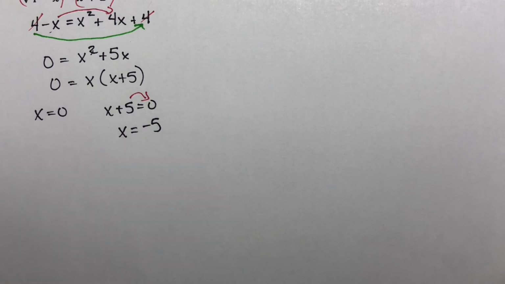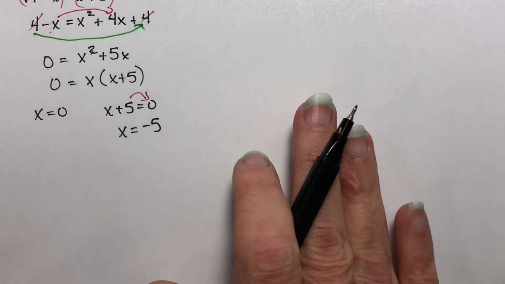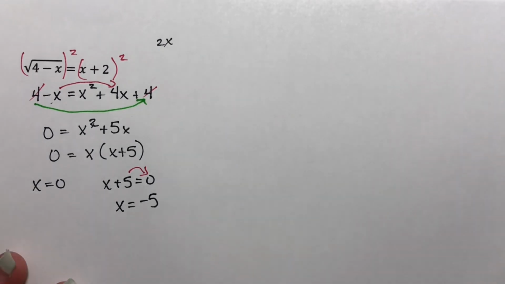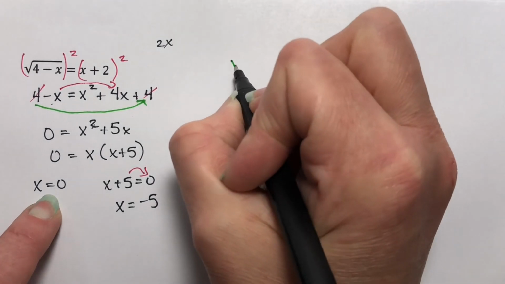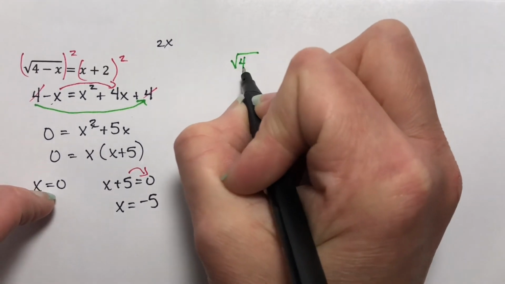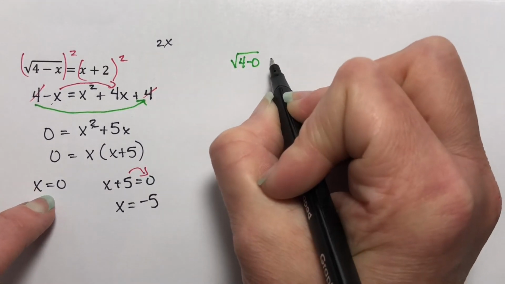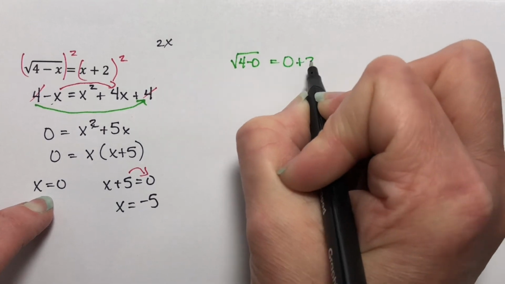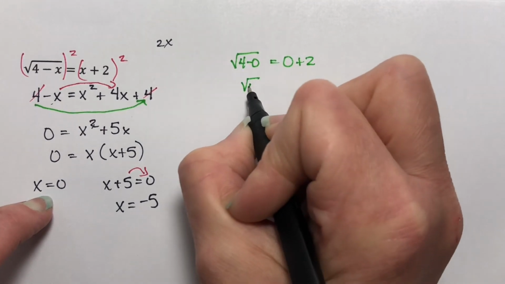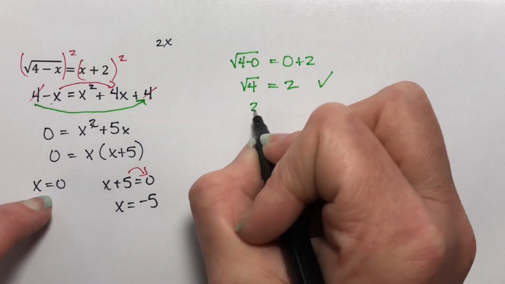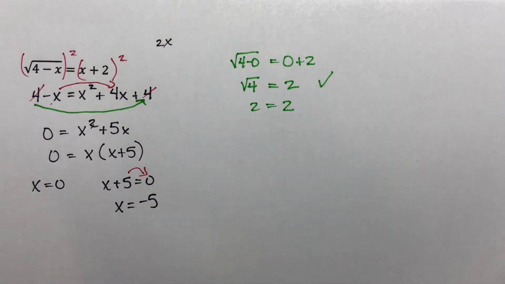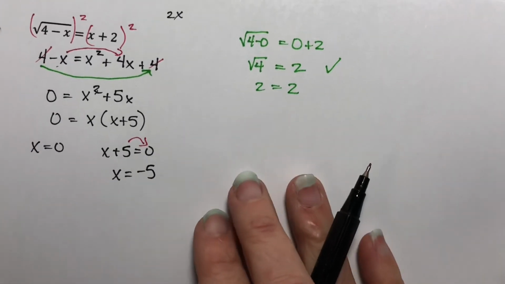I have to check each of them. Okay, there's no shortcut here. So let's try plugging in 0 first. So this would be the square root of 4 minus 0 is equal to 0 plus 2. So the square root of 4 is equal to 2, and you can see that that's going to be true. You end up with 2 equal 2. Okay, so 0 is a good answer.